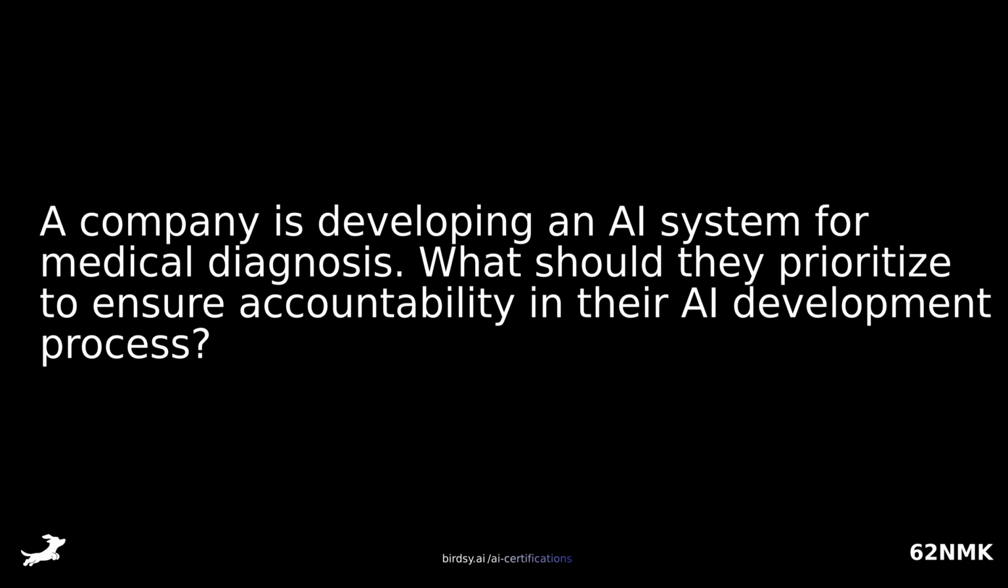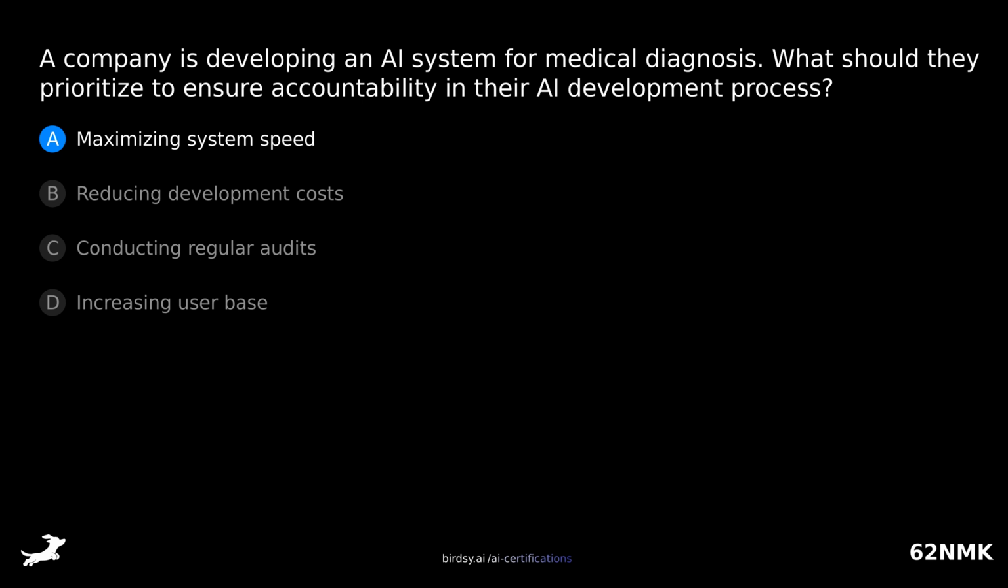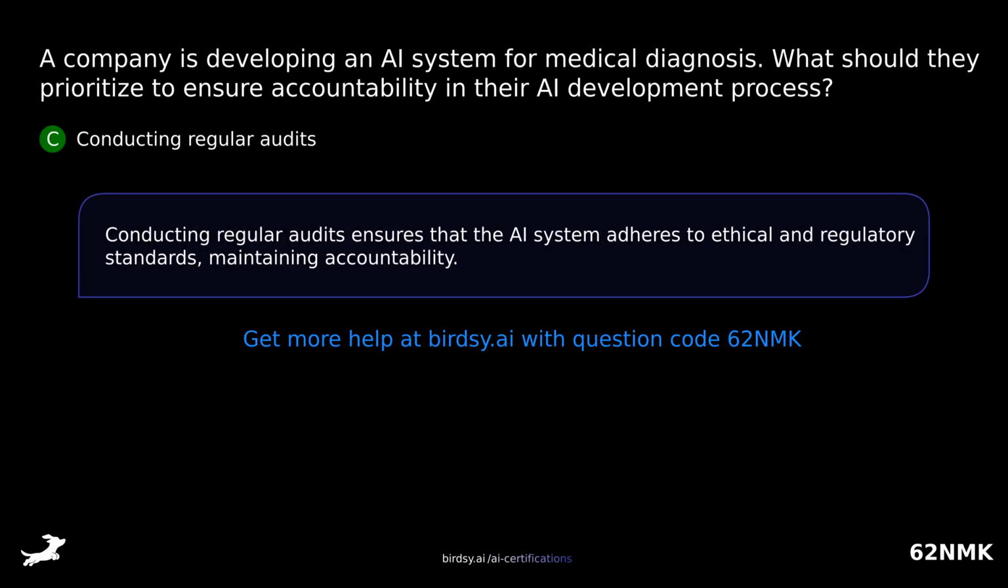A company is developing an AI system for medical diagnosis. What should they prioritize to ensure accountability in their AI development process? Is it A. Maximizing system speed, B. Reducing development costs, C. Conducting regular audits, or D. Increasing user base? The answer is C. Conducting regular audits. Conducting regular audits ensures that the AI system adheres to ethical and regulatory standards, maintaining accountability.